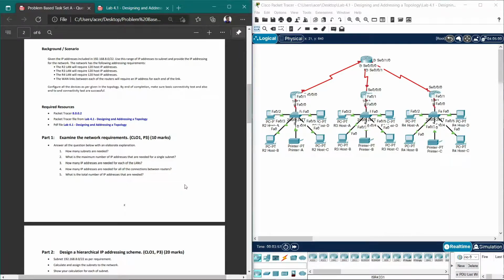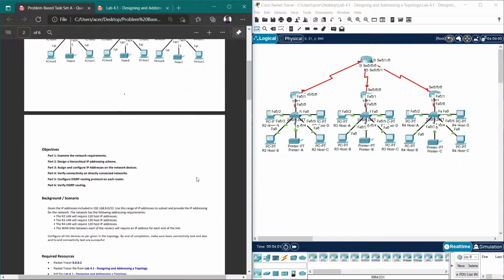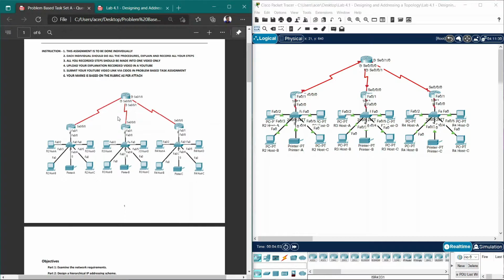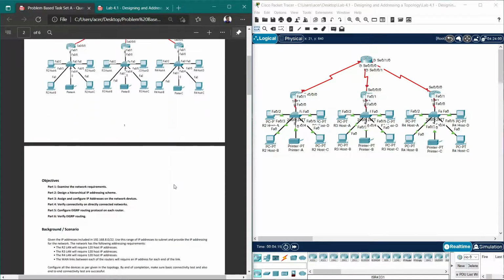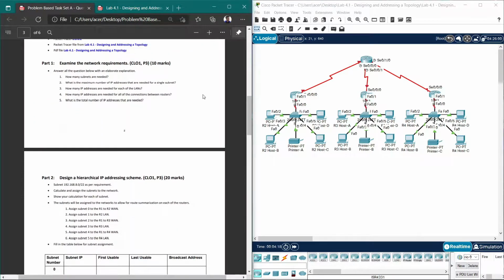The first question is how many subnets are needed. From this topology we can see 1, 2, 3 and 4, 5, 6. So there will be 3 WAN network subnets and 3 LAN network subnets. So there will be a total of 6 subnets.